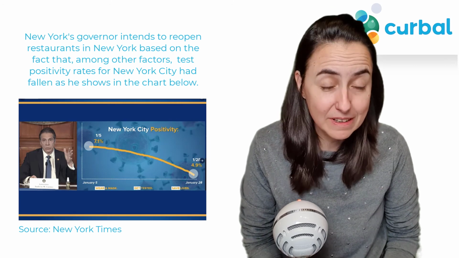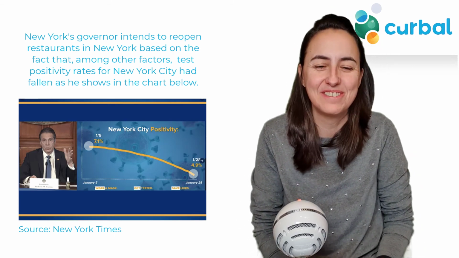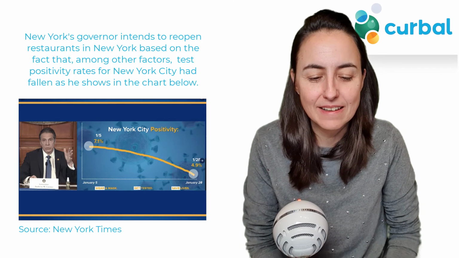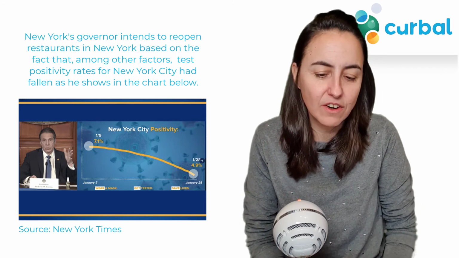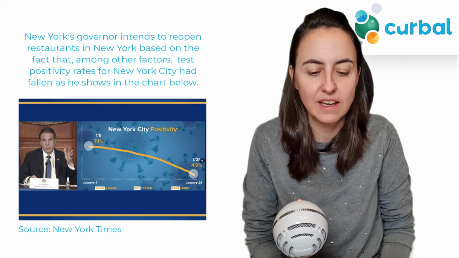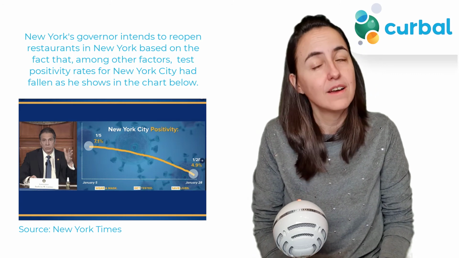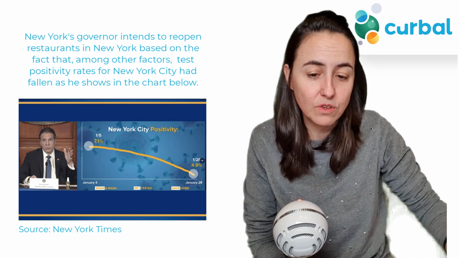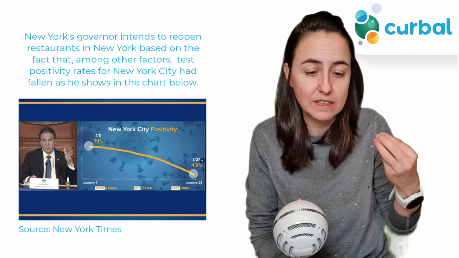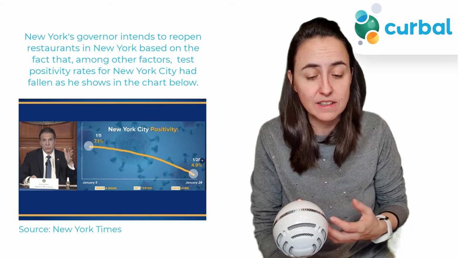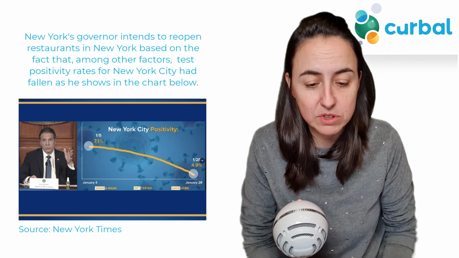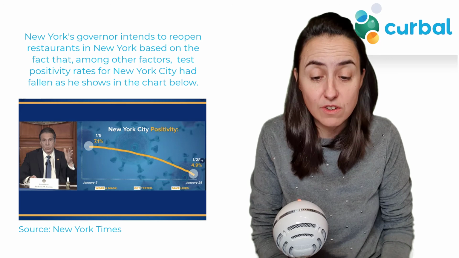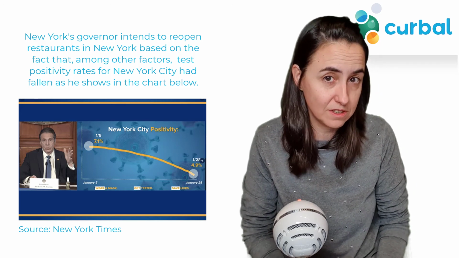Okay, so the next chart is actually from a story in the New York Times, and I will link to the story in the next video. I want you to read it in advance. But it is like this. The governor has decided to reopen indoor dining at restaurants despite the situation with the coronavirus, and one of the reasons why he did that, despite what health officials said, is that test positive rates for New York City have fallen by 30%, and he shows the chart that you see.